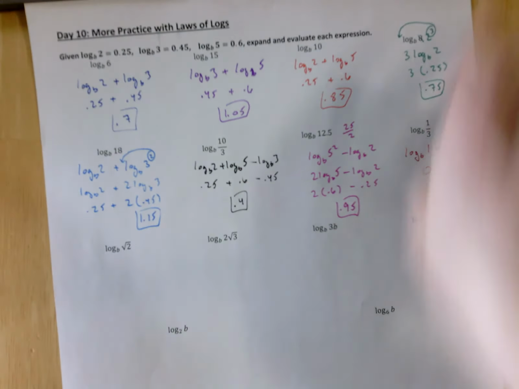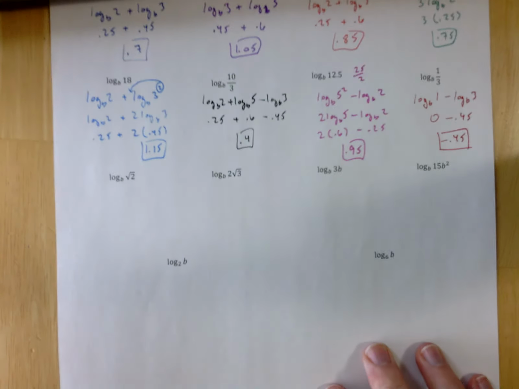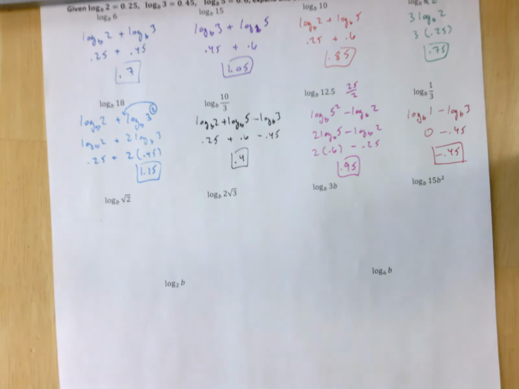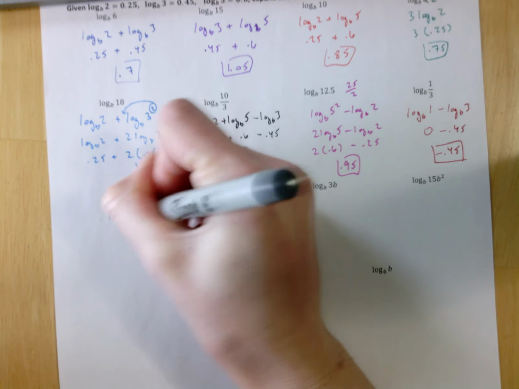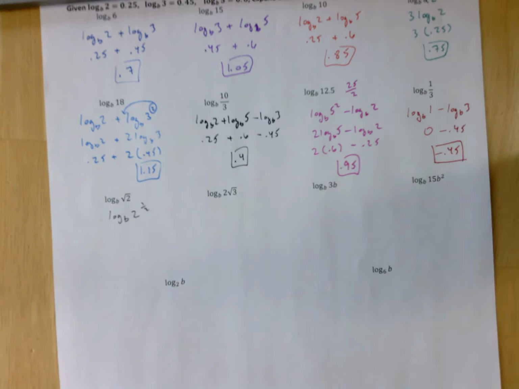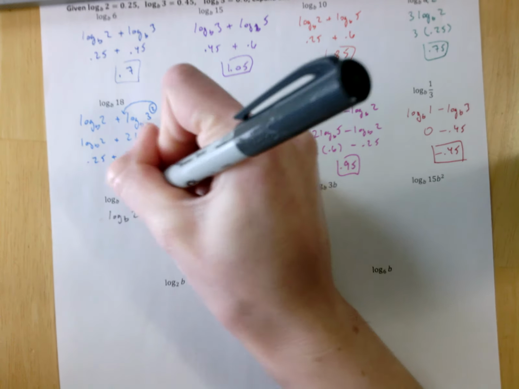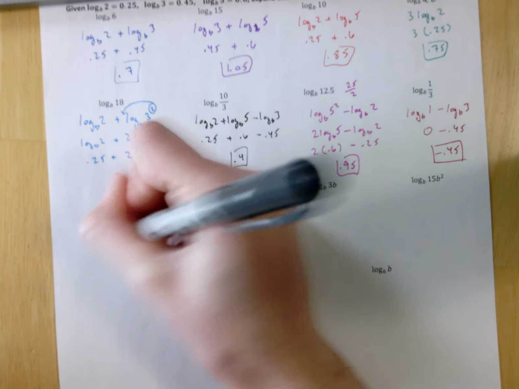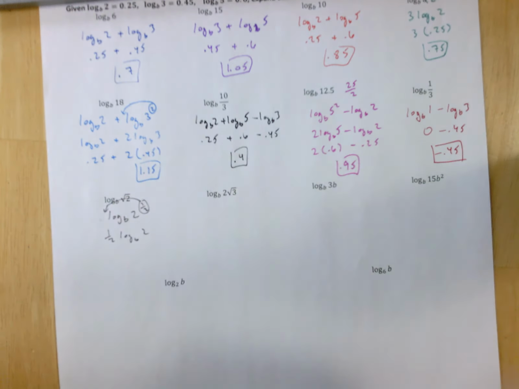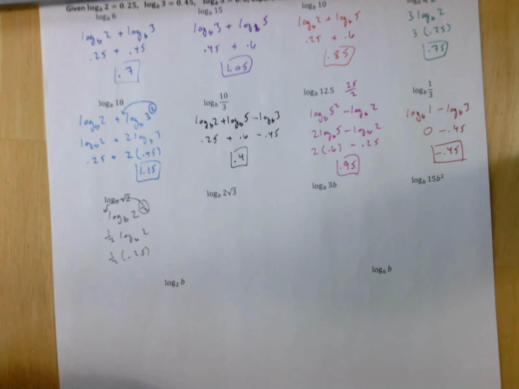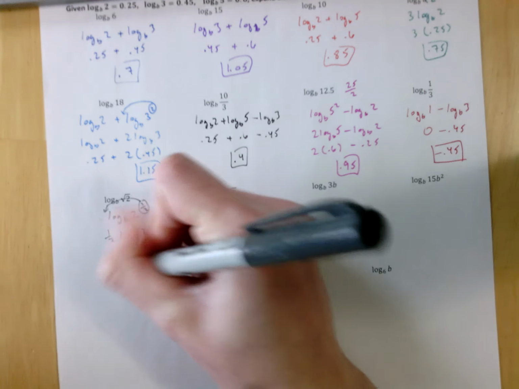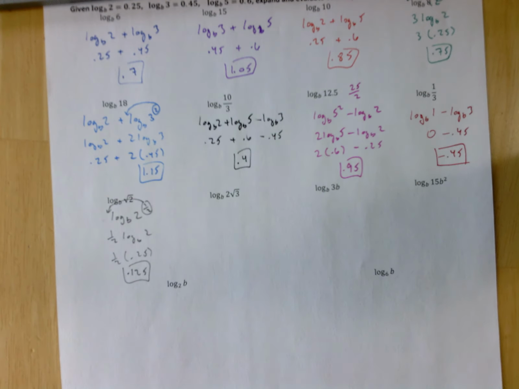All right, next guy. So log base b of the square root of 2. So I'm going to rewrite this as log base b of 2 to the 1/2 power. And then I can drop that 1/2 down. So it's 1/2 log base b of 2, or 1/2 of 0.25, right, which is 0.125. All right, great, we're getting there.